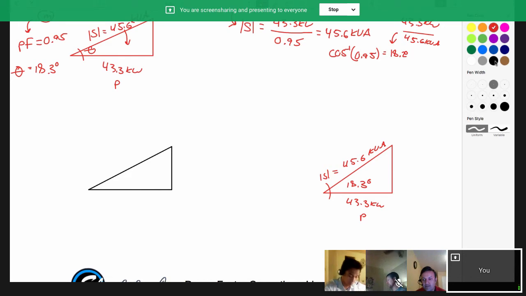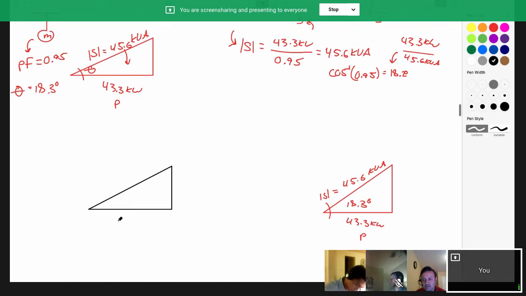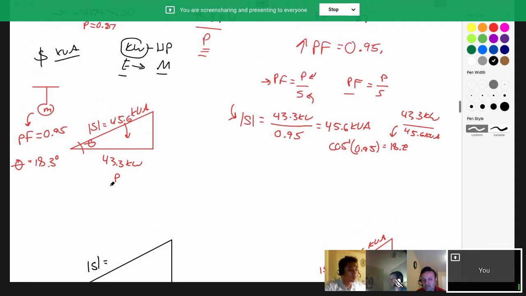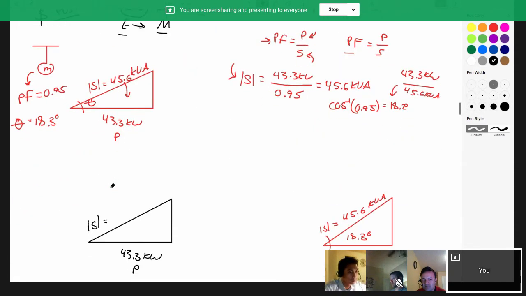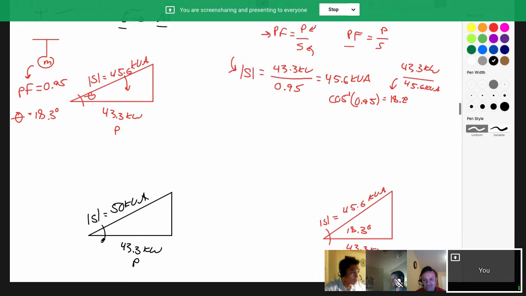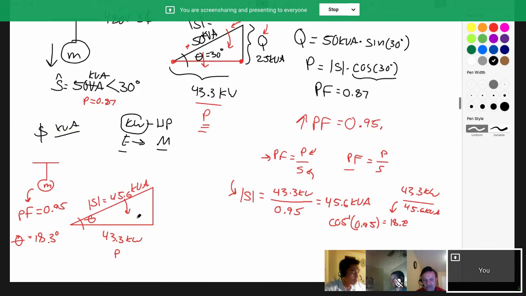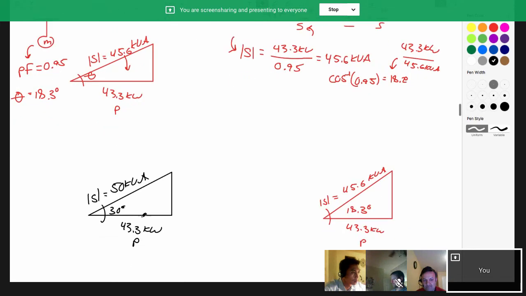And the existing one, we know we have the same value for P. That was 43.3 kW. That's our P. We had a bigger magnitude of our apparent power, right? Because it was less efficient. So it was 50 kVA. And we said our angle was 30 degrees. And our Q, we found it to be 25 kVA. So 25 kVA, that's our Q.